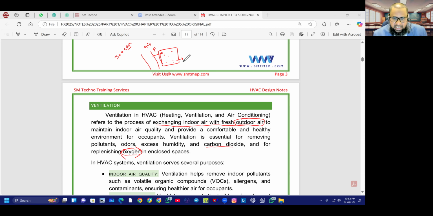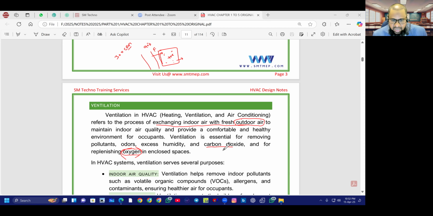So that must be exhausted, no? Or else what will happen after some time? The positive pressure will develop, and the movement of air will decrease. Getting my point? Yes, sir. So remember, when you take fresh air in, the exhaust is also required.